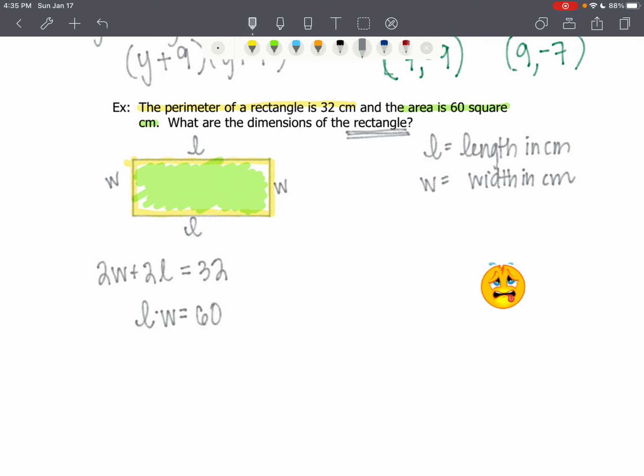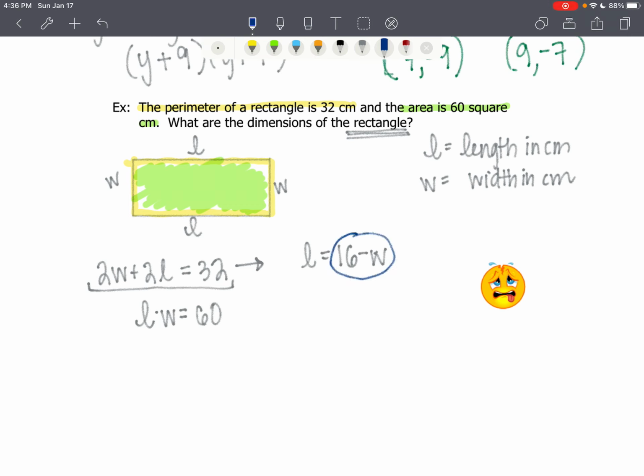So it's easier for me to solve this equation right here. I'm going to solve that equation for length. I'm going to let you press pause and try and solve this equation. Let's solve it for L. Okay, when you solve it for L, you should get 16 minus W.